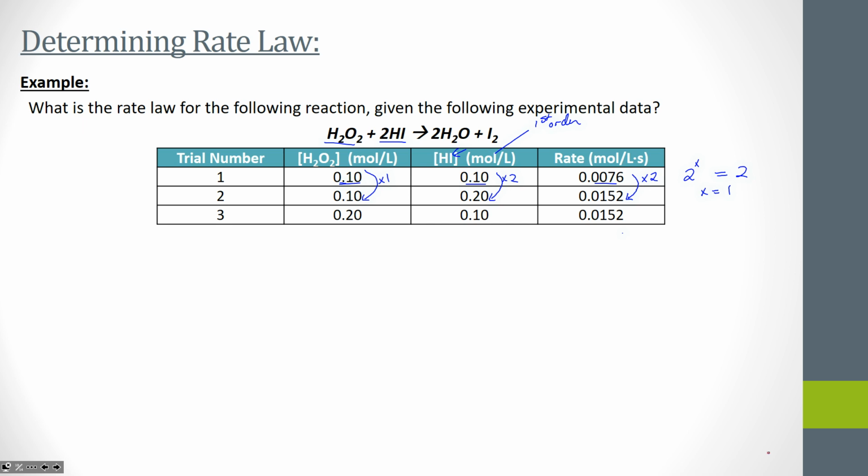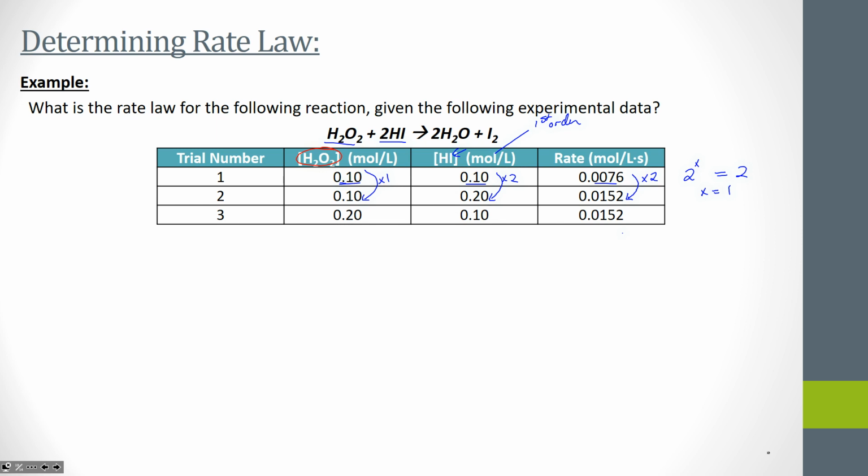Now, if we want to find out how H2O2 affects the rate, we need to look where H2O2 changes and HI does not. I'll give you an example of one we wouldn't look at. We wouldn't look at these two trials, and the reason for that is I doubled this one and I halved this one. So we changed two things at a time. We wouldn't know which thing caused the change in rate. So we're always going to hold every reactant except for one constant.